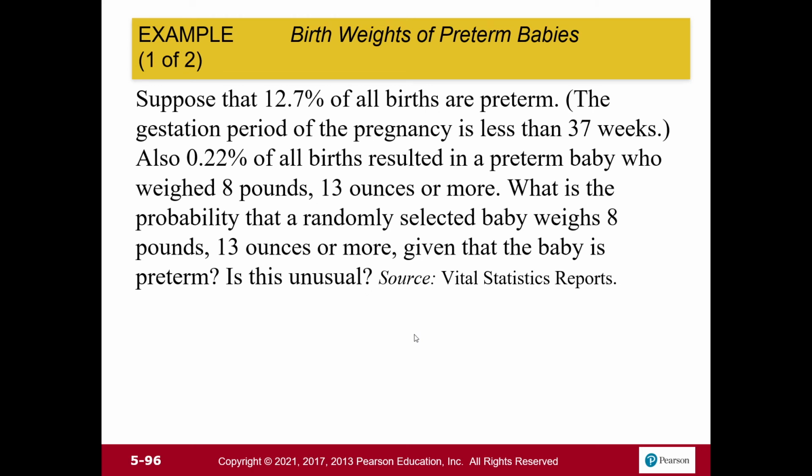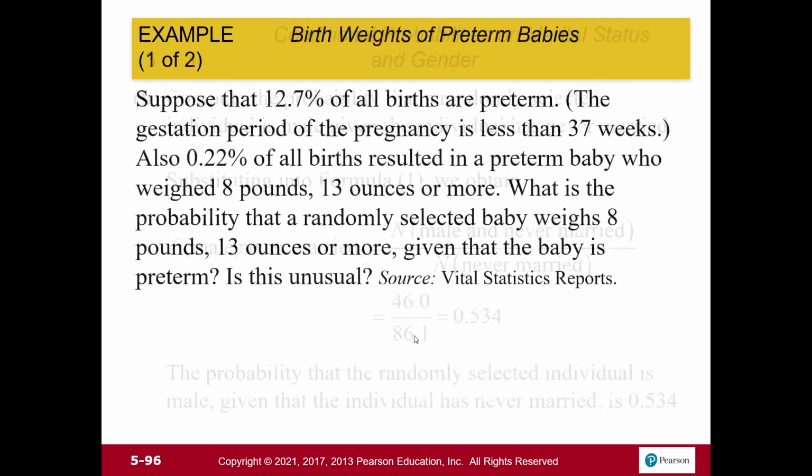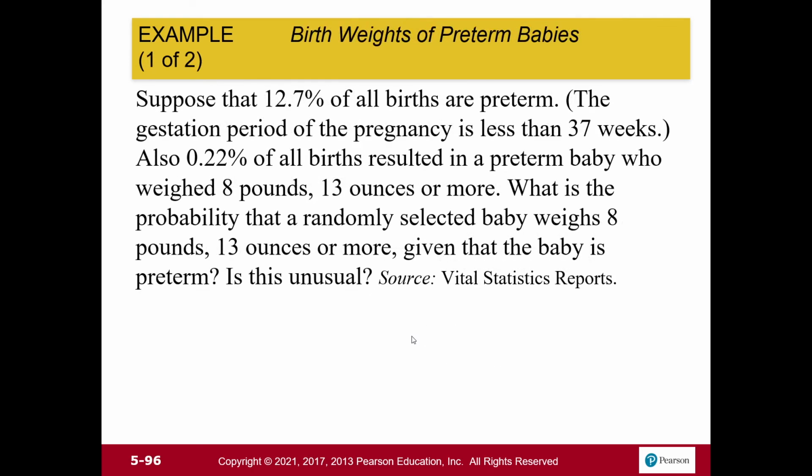Here's another example. Again, suppose that 12.7% of all births are preterm. The gestation period of the pregnancy is less than 37 weeks. Also, 0.22% of all births resulted in a preterm baby who weighed 8 pounds, 13 ounces or more. What is the probability that a randomly selected baby weighs 8 pounds, 13 ounces or more, given that the baby is preterm? Is this unusual?